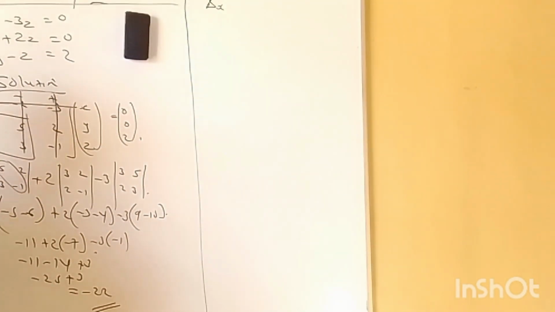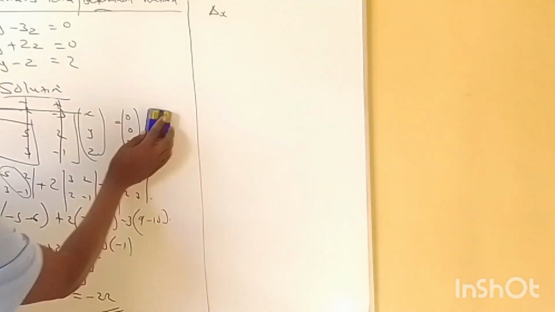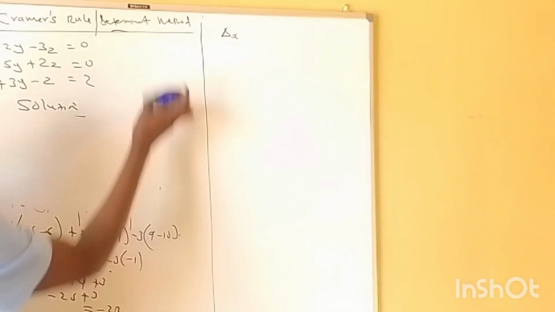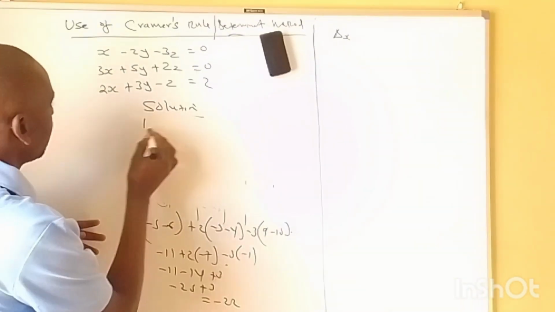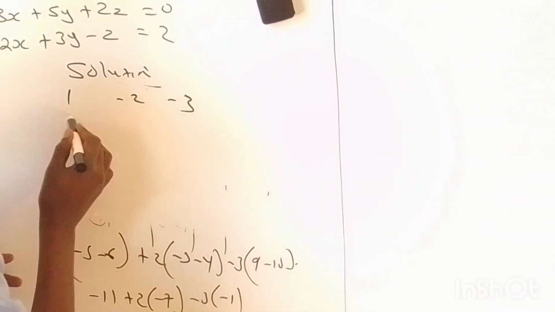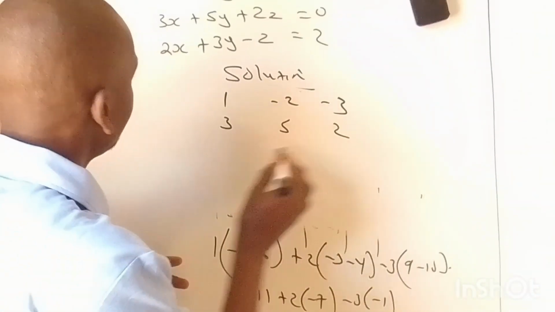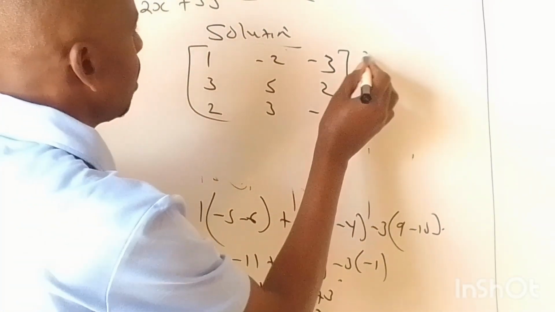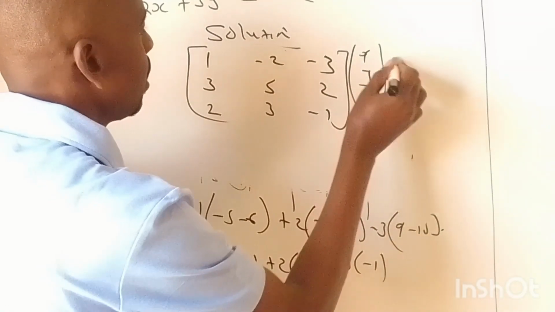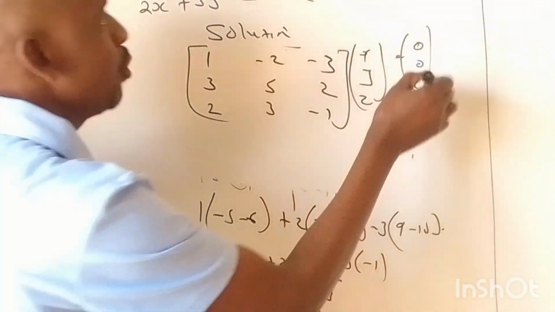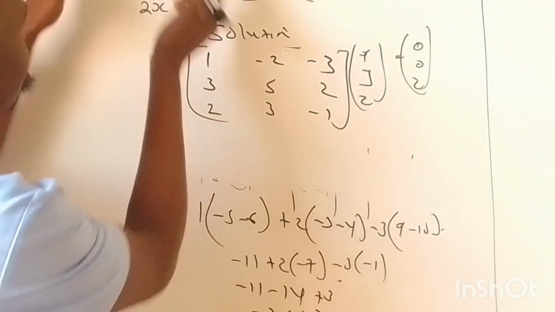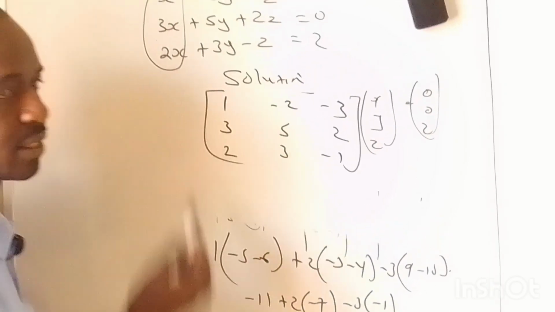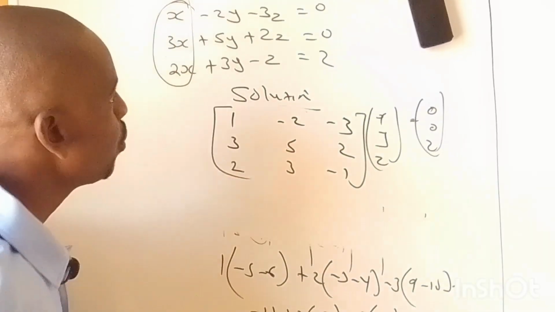How do you get the determinant of x? Let me just repeat this here. One, negative 2, negative 3, 3, 5, 2, 2, 3, negative 1, x, y, and z, and then 0, 0, 2. So how do you get the determinant of x, which is the first part? You can see the first part here, we have the x's.